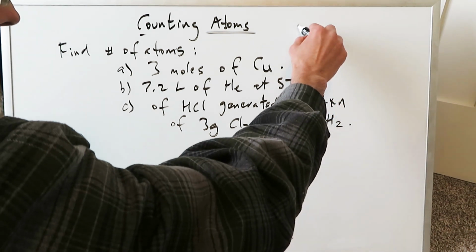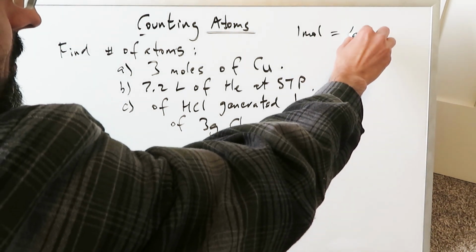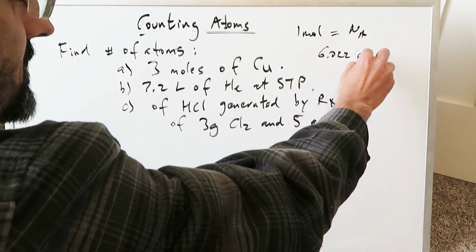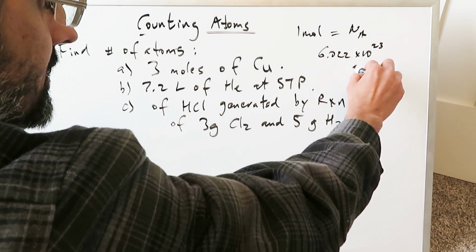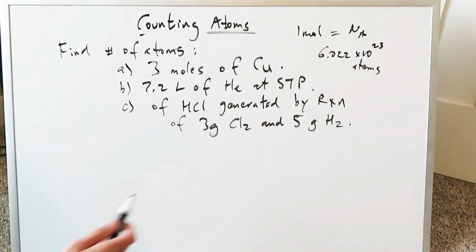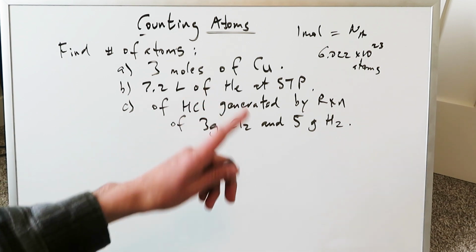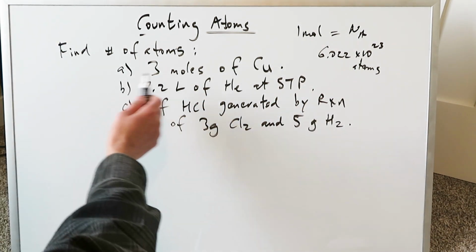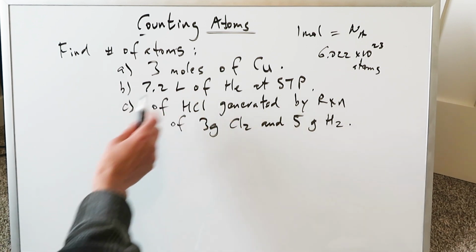Remember this conversion factor. 1 mole of anything is always equal to your Avogadro's number, which is 6.022 times 10 to the 23 atoms. 1 mole of anything is equal to 6.022 times 10 to the 23 of that thing. 1 mole of atoms is equal to 6.022 times 10 to the 23 atoms. Bringing that into play, it's not too hard.